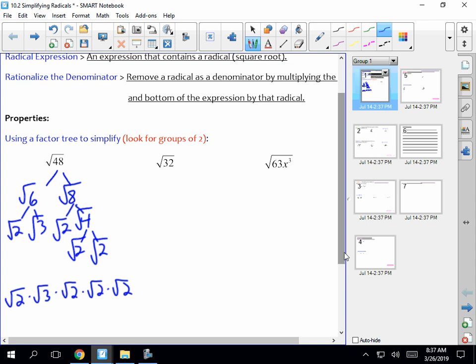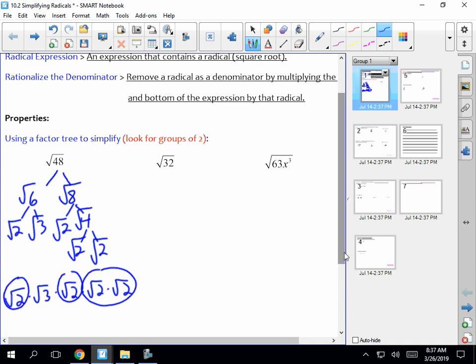First of all, we should verify that this actually equals 48, does it? 2 times 3 is 6, times 2 more is 12, times 2 more is 24, times 2 more is 48. So it does equal 48. Do you see any pairs in here? A couple sets of pairs, right? These two are a pair, and these two are a pair.